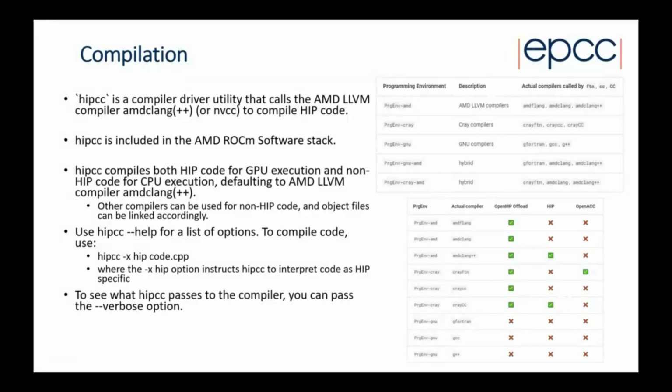You can use hipcc --help to list some options. And to compile code, we're going to run hipcc -x hip and then the code. What this -x option effectively says is, go into the files provided and compile everything. You'll find HIP code in here. Don't expect the HIP code to be in a special separate file.